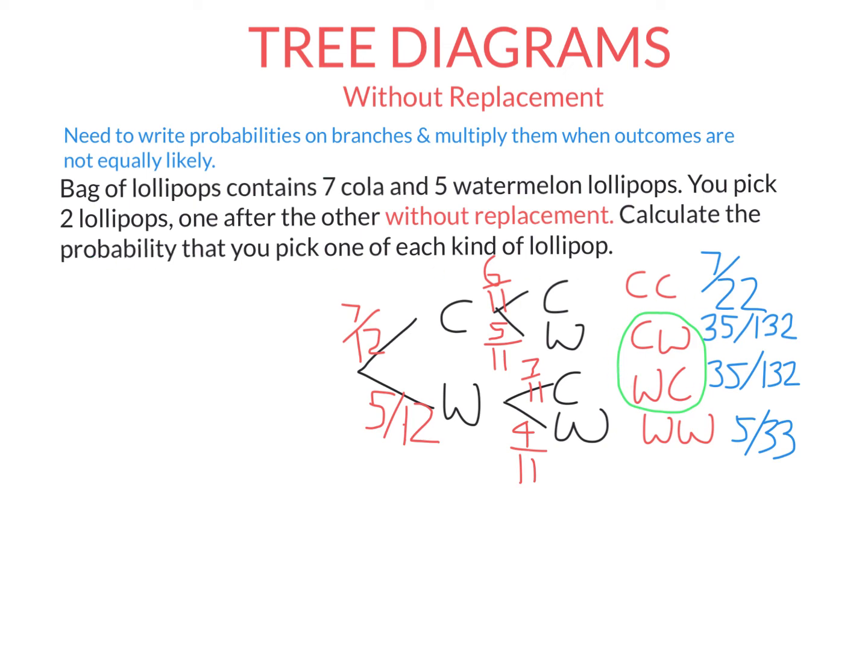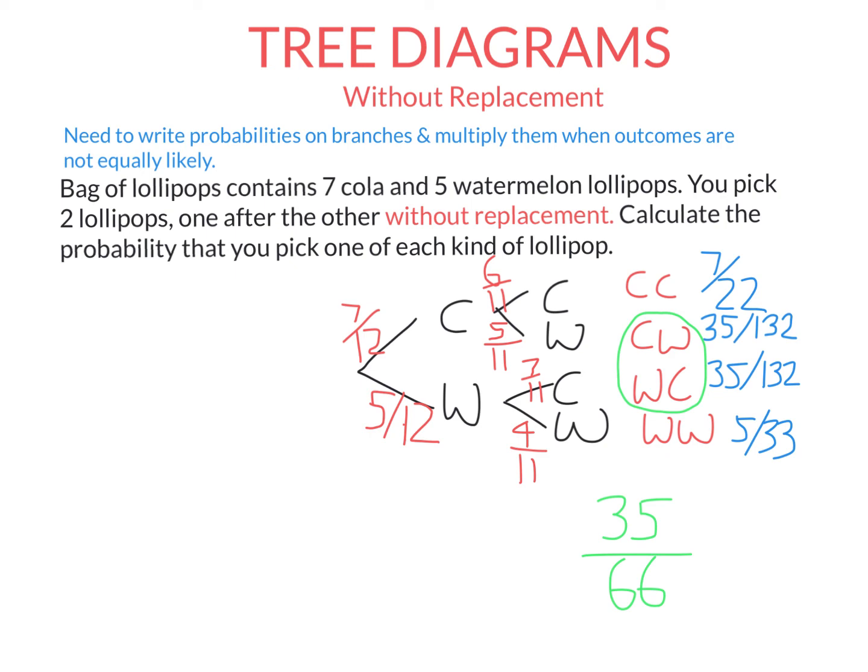In this case, the question was one of each kind. These two satisfy that. They're one cola, one watermelon. You find which ones in the list of outcomes satisfy the question, and you add up their respective probabilities. So the final answer to this question is 35 over 132 plus 35 over 132. These two added together gives 35 over 66.